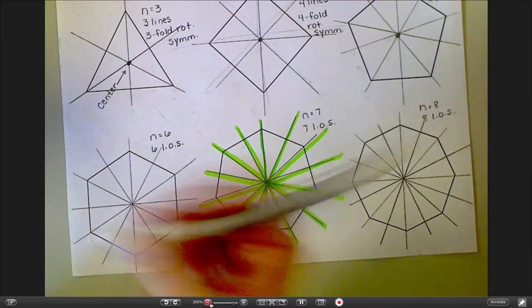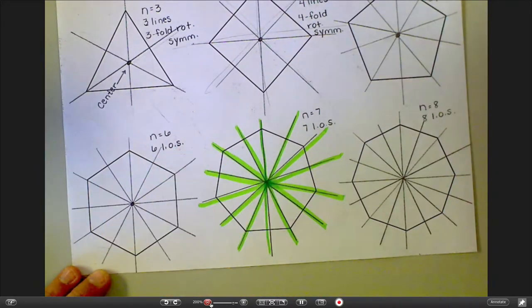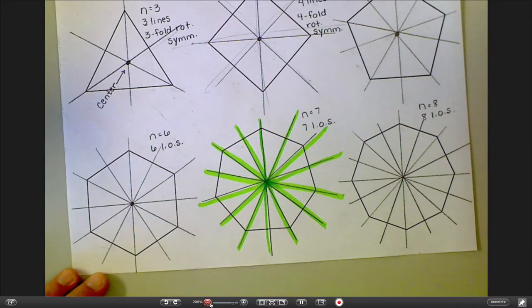Okay, this one would have 6-fold rotational symmetry with this being the center. So that's the point that you're spinning around. This would have 7-fold rotational symmetry. This would have 8-fold rotational symmetry. If I gave you a 16-gon, what kind of rotational symmetry would it have? 16-fold rotational symmetry. Yep. So pretty simple there, right? Hopefully.